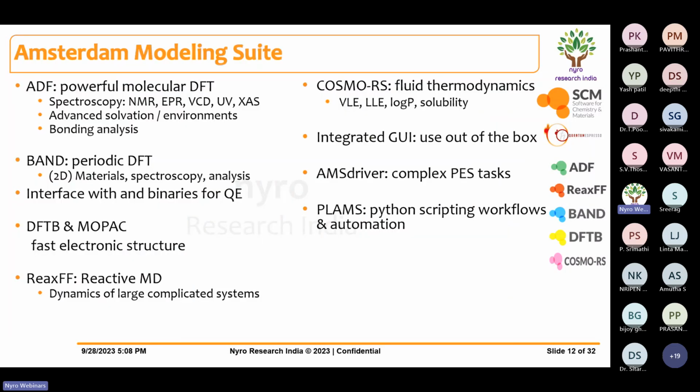So this is the overview of our Amsterdam Modeling Suite with the various modules from ADF, BAND, DFTB to PLAMS, which we use for Python scripting workflows. The ReaxFF module is used for dynamics of large complicated systems, DFTB for fast electronic structure, and ADF for spectroscopy, advanced solvation, and bonding analysis. For fluid thermodynamics, we have the COSMO-RS module.